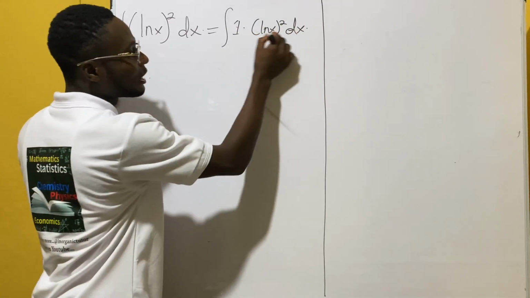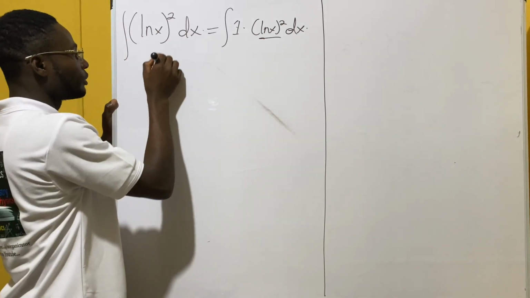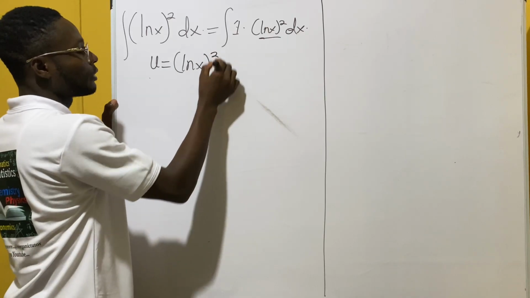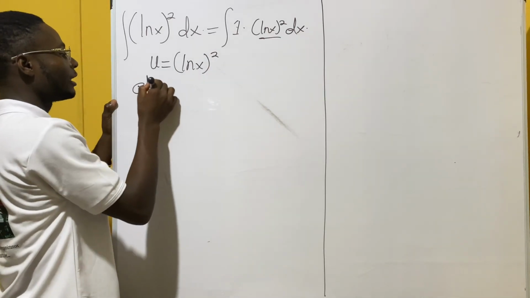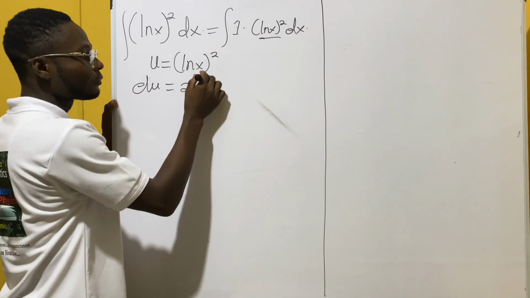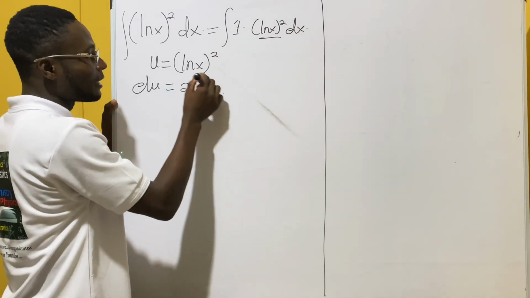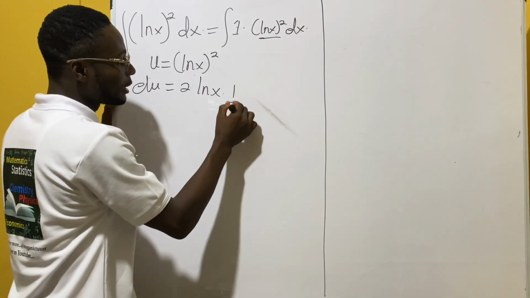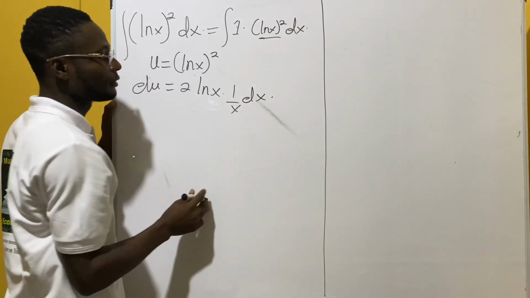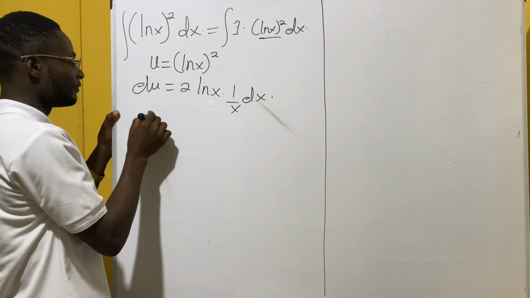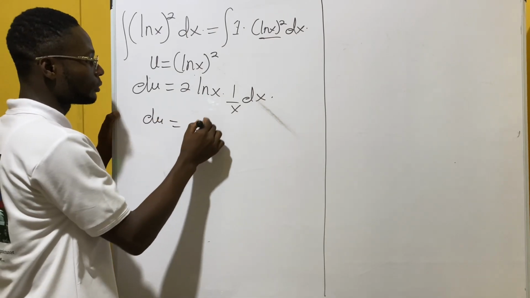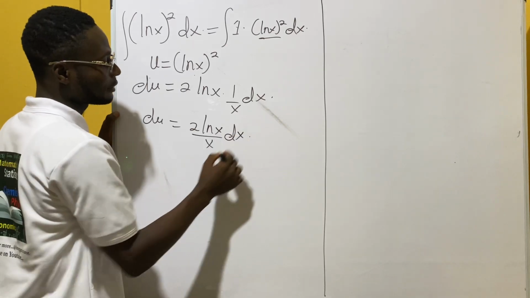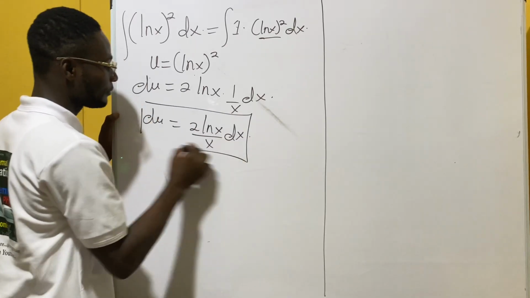So this becomes your u, of course. So we have u equals ln x all squared. When you differentiate that, you're going to have 2 ln x times the differential of the inside, and that is 1 on x dx. So we have du is equal to 2 ln x over x dx.